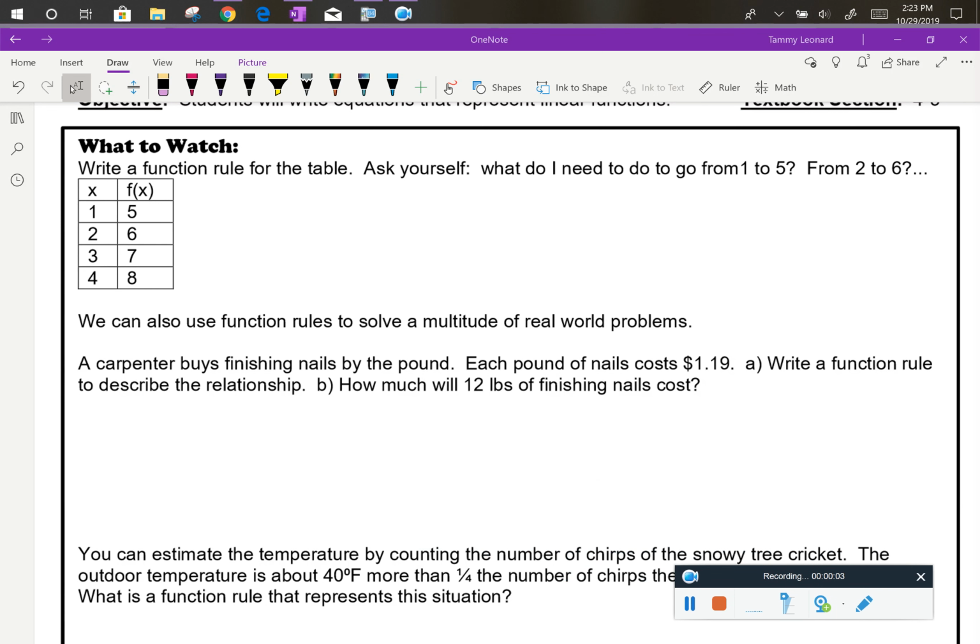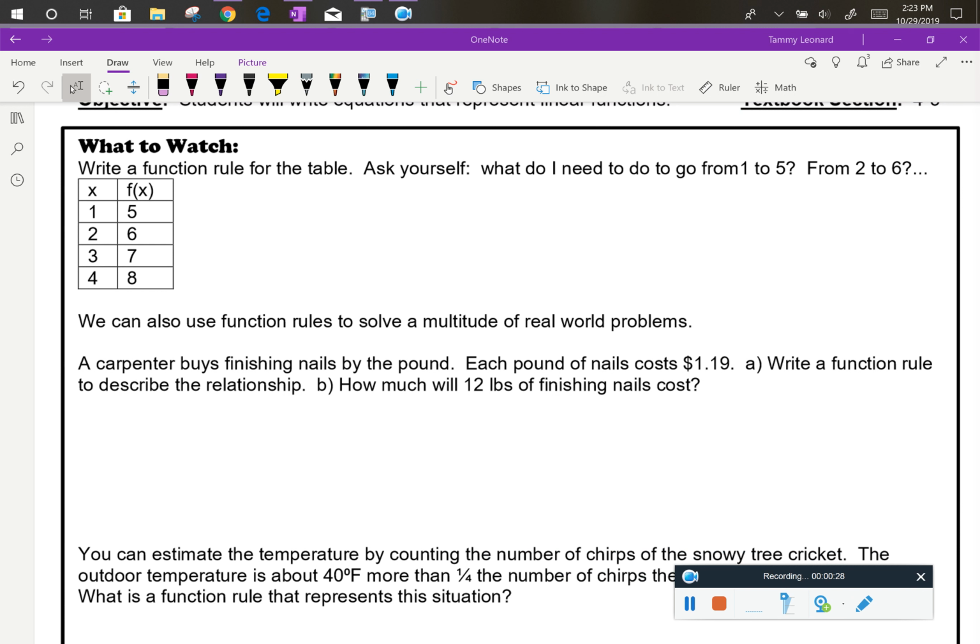Today we're looking at writing function rules and then ultimately using function rules to help us solve problems. When we're given a table like the one below, see how our values go up 1, 2, 3, 4 in x and go 5, 6, 7, 8 under f of x or y. We should ask ourselves, if I'm going to write a function rule, I'm being asked, how do I take the x's and turn them into the y's?